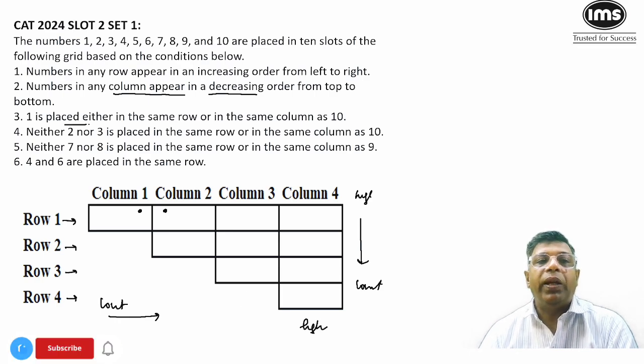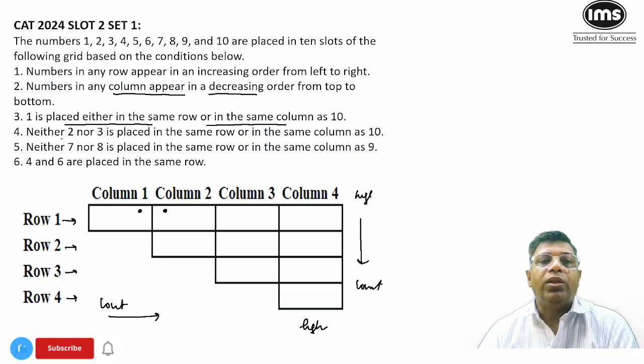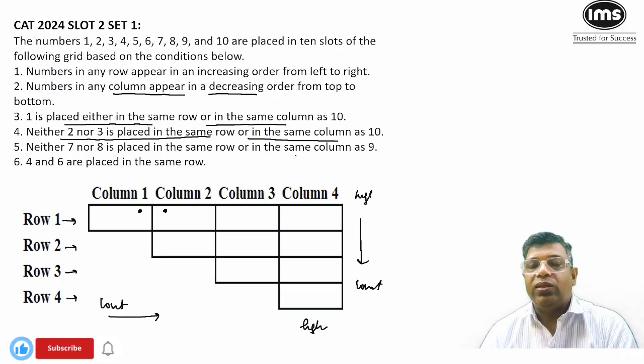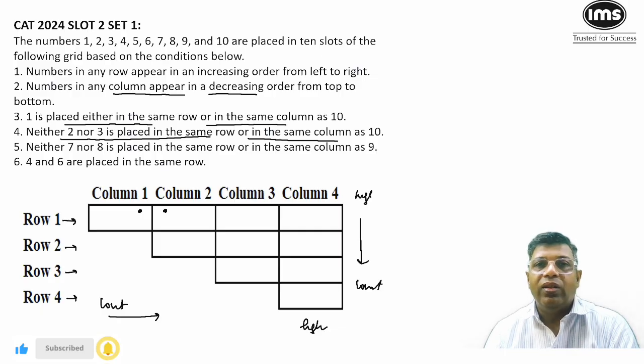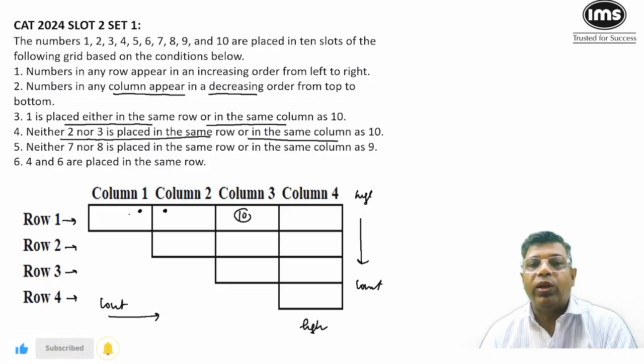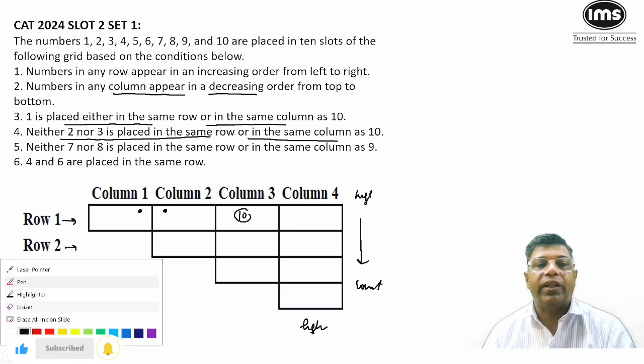Now, 1 is placed either in the same row or in the same column as 10. So 10 and 1 either will come in the same row or they will come in the same column. Okay. 2 or 3 is placed in the same row or in the same column as 10. So in whichever column 10 is, or whichever particular row 10 is, in that same row 2 and 3 won't come together. So for example, suppose 10 is here, then you can't take 2 and 3 in row number 1 as well as column number 3. That is what we have to ensure while solving this set.